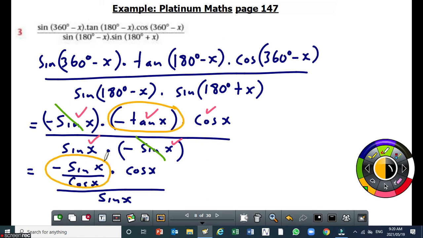Because in that identity, and it's a negative term, why is it negative sine x instead of negative cos x? I'm sure you can see here, Ronan, that this is minus tan x.